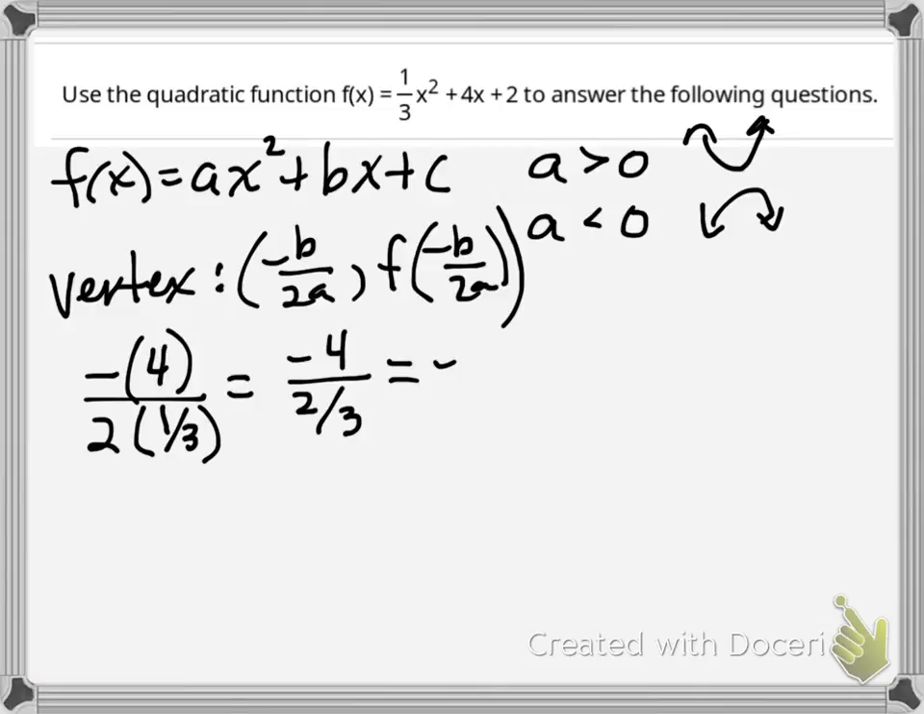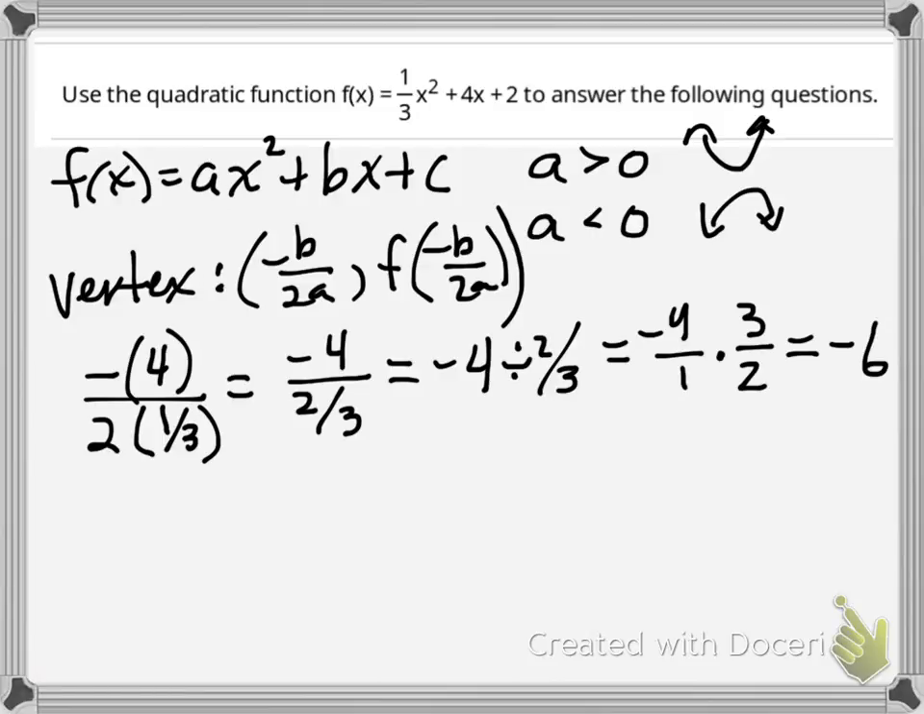Negative 4 over 2/3 is the same thing as negative 4 divided by 2/3. If we want to rewrite this as a multiplication problem, we can write this as negative 4 over 1 times the reciprocal, 3 over 2. And if we do the math, you're going to get negative 6. So the x value of the vertex is negative 6.